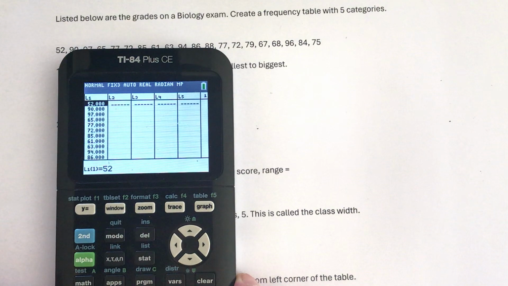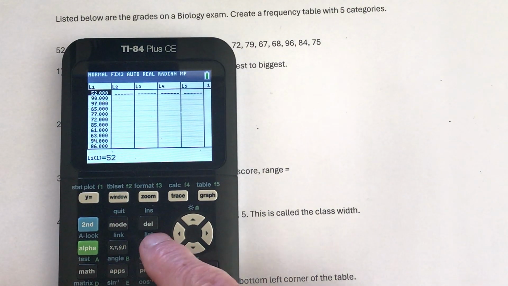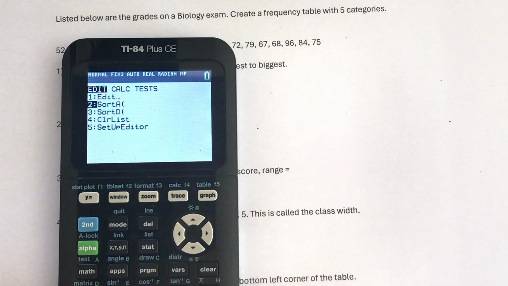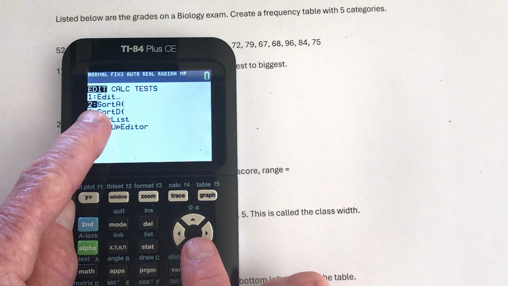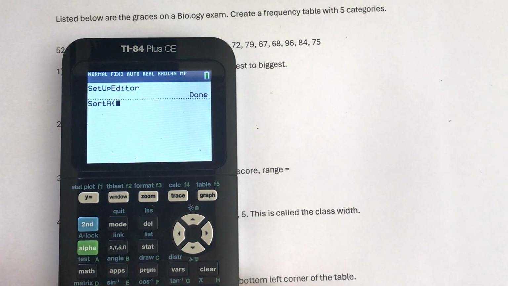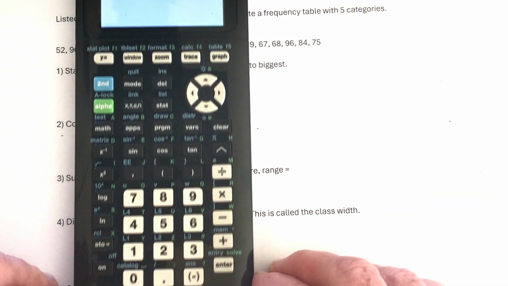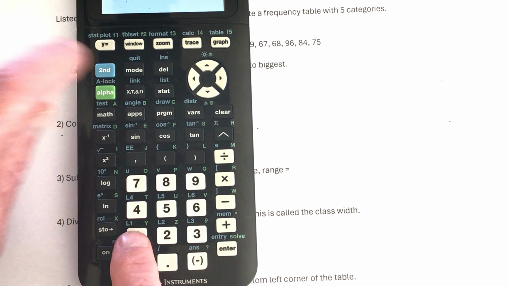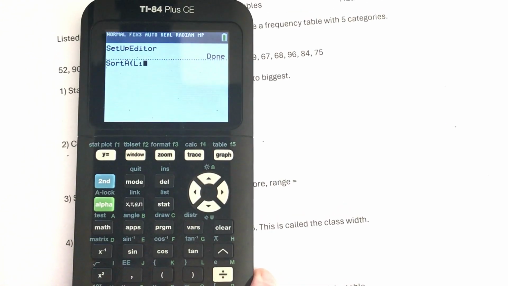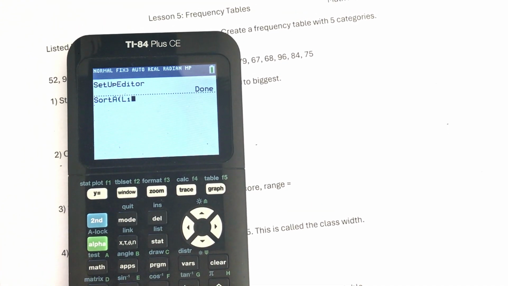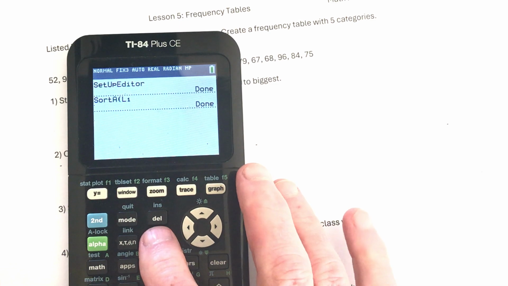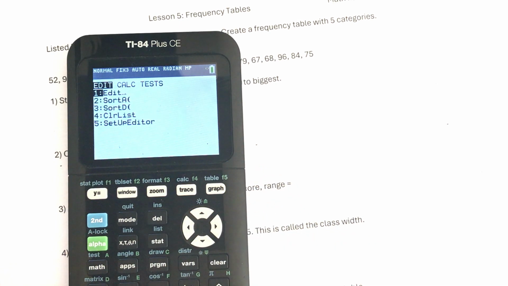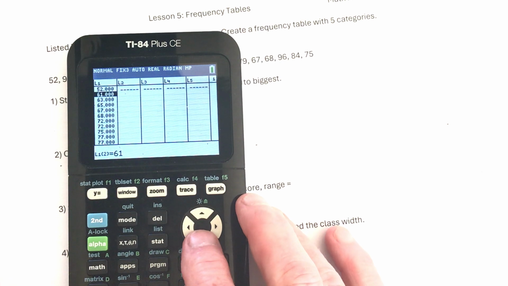Okay, then sort the list. So go to STAT and go to number 2. You could either just type the number 2, or you could highlight it like this and then hit enter. What it's waiting for right now is the name of the list. I'm using L1. If you look under the number 1, in blue it's got L1. So just put second L1. And now it's going to sort list 1. Now when I go back to the list, they're in order from the smallest to the biggest.